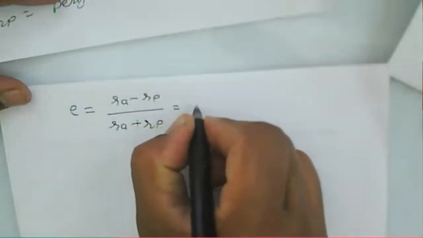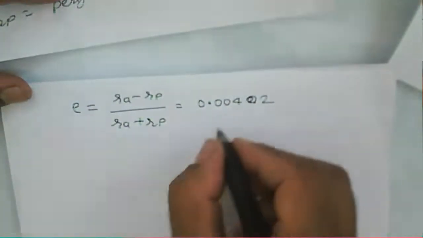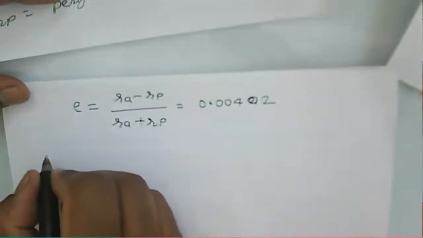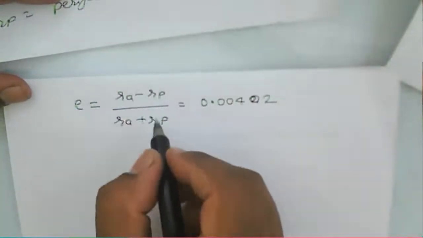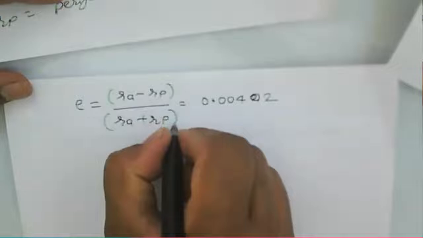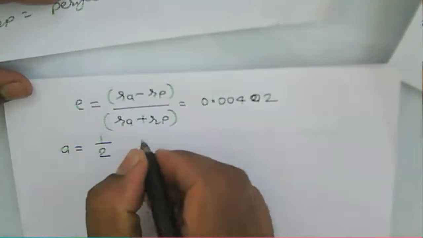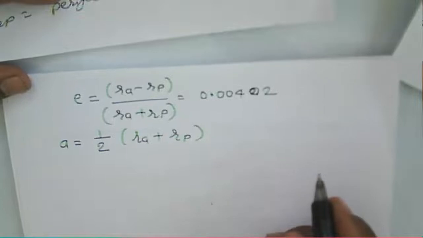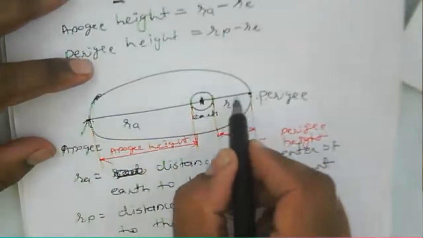So that eccentricity is 0.00402. From that we can calculate either the RA plus RP factor or the RA minus RP factor, one of the two. So we need to know the semi-major axis: A is equal to 1 by 2 of RA plus RP. Exactly, this is about a major axis.